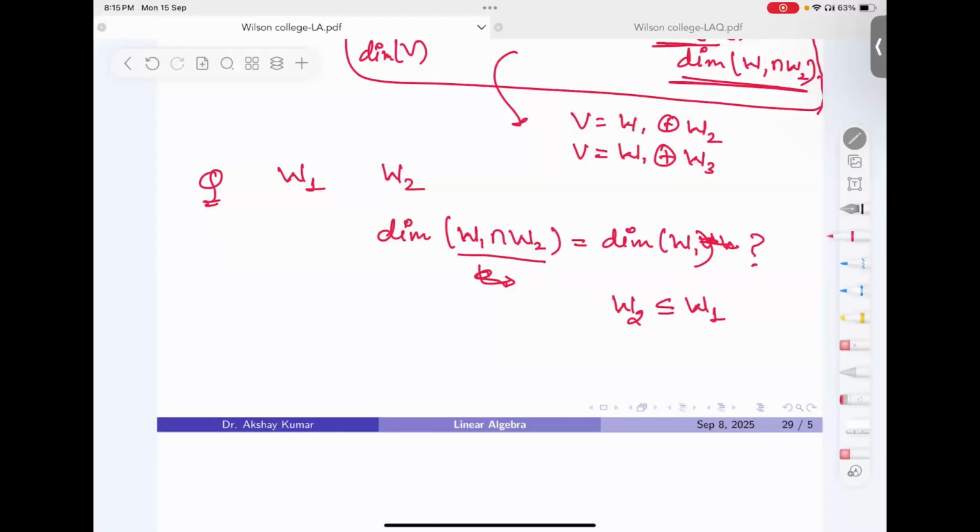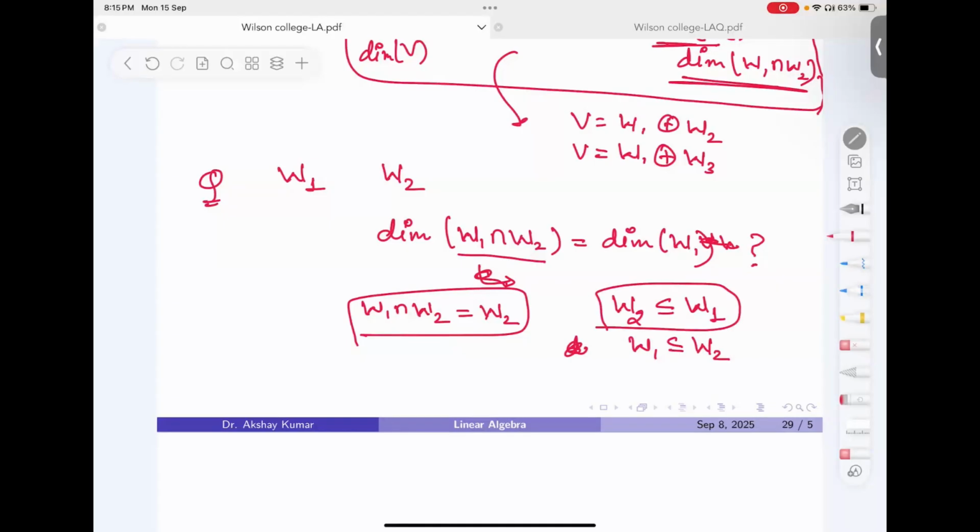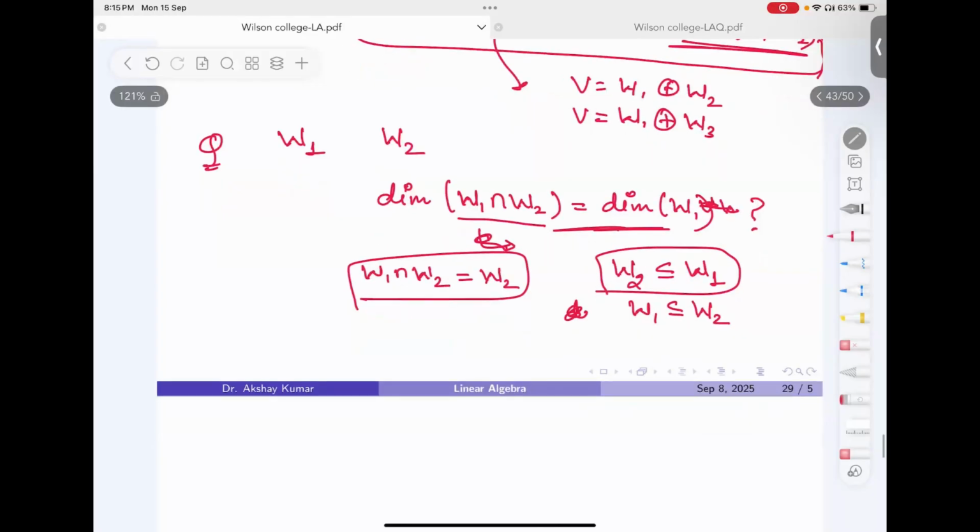So W2 is a subset of W1. Then what is W1 intersection W2? It is W2. So this is not our case, right? Now if W1 is a subset of W2, from this we are not getting our condition. So if W1 is a subset of W2, what is W1 intersection W2? This is W1, right?